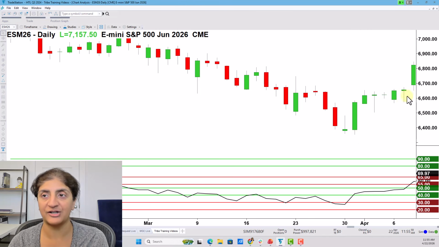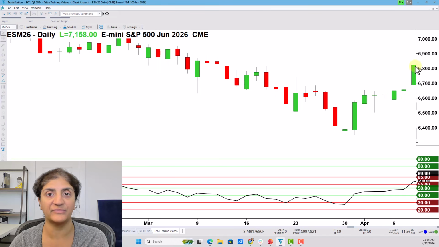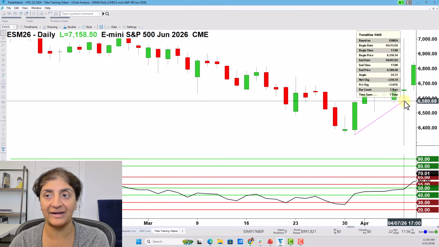So you might look at this action here and say, well, this is an important low on April 2nd, right? Because it's the lowest part of the correction. But actually here on April 7th is when things started picking up. That was the last day before the break higher. So in drawing this trend line here, I'm going to use the extreme low and that April 2nd low.